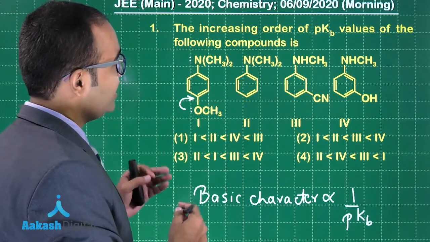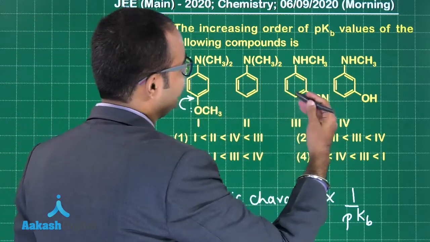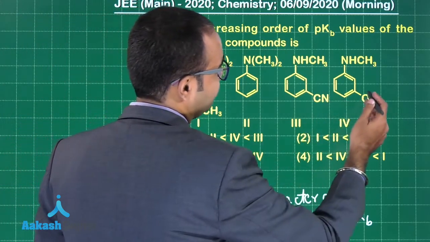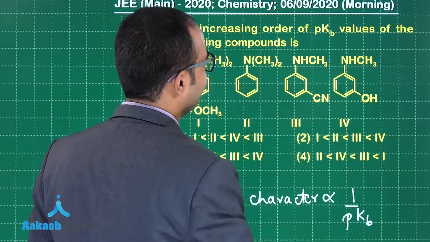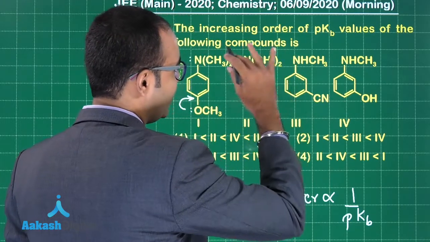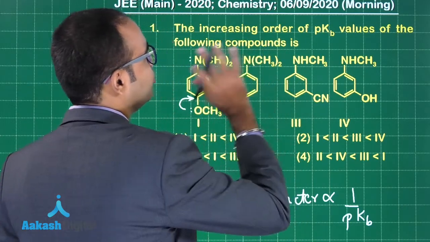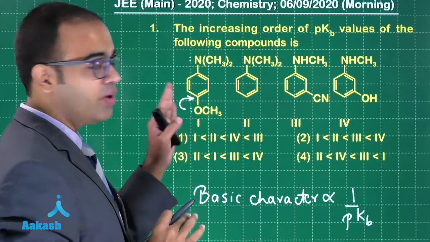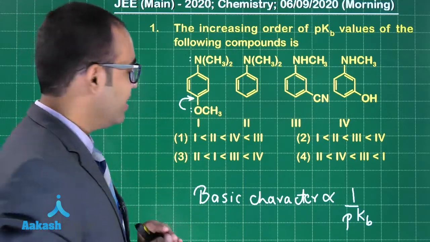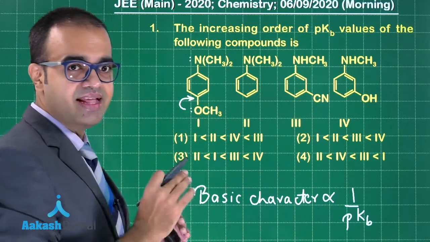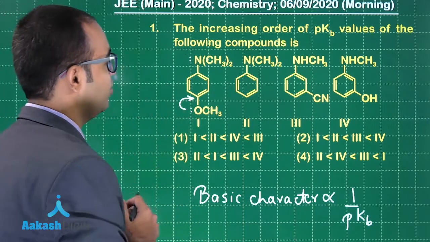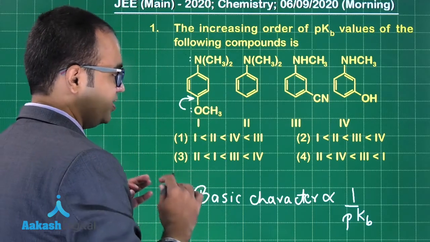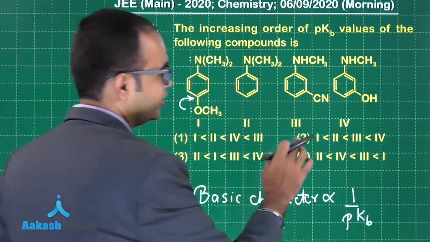Okay. Let us look at the other option. Anyone else which is more basic than this compound? Let's see. So there's a OH, but it is at para position. CN is at meta position. This is a tertiary amine, but there is no group which is pushing the electron density on nitrogen. So the most basic amine over here is the first one. Okay. If this amine is most basic, then the pKb value of this amine will be what? Will be the least.